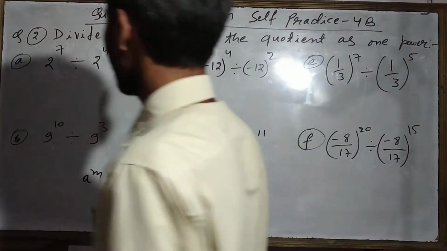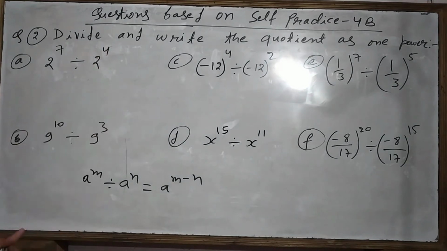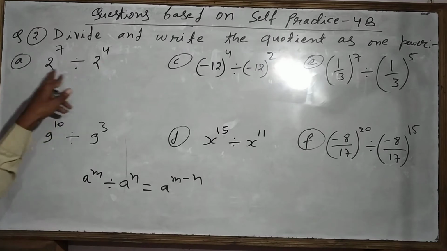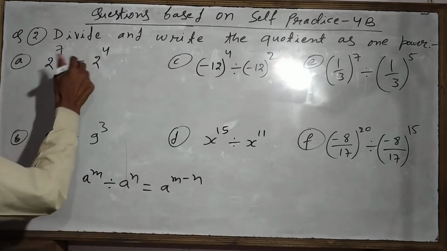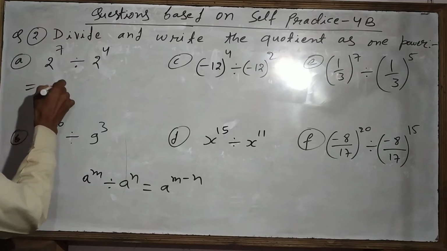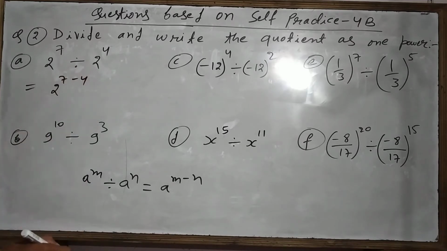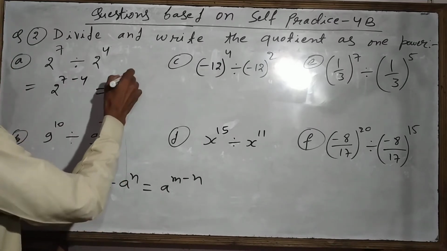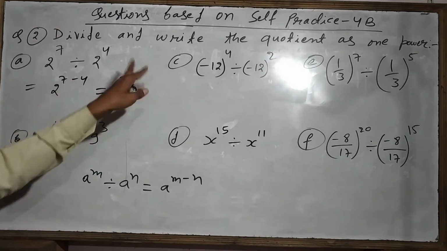So here just you see, 2 power 7 divided by 2 power 4. Both have the same base and the power is different, but division is given, so we will subtract both the powers. 2 power 7 minus 4 will come. After subtracting, what will come? 2 power 3 will come. So this is the final answer: 7 minus 4, 2 power 3.